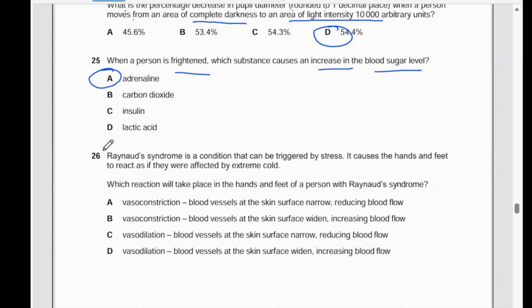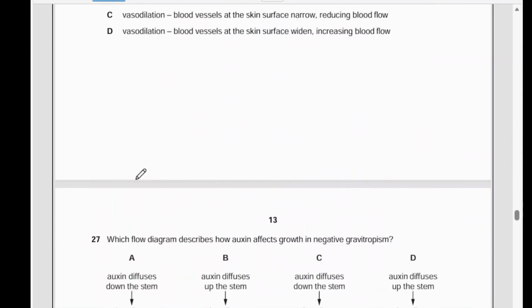Raynaud syndrome is a condition that is triggered by stress. It causes the hand and feet to react as if they were affected by extreme cold. So extreme cold means, will there be vasoconstriction or will there be vasodilation? Vasoconstriction. Okay, and how do we define vasoconstriction? Blood vessels at the skin surface narrow, so reducing blood flow or increasing the blood flow? Reducing blood flow. A is the correct answer.